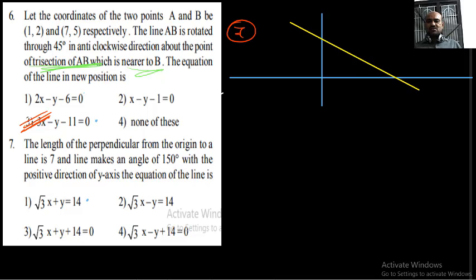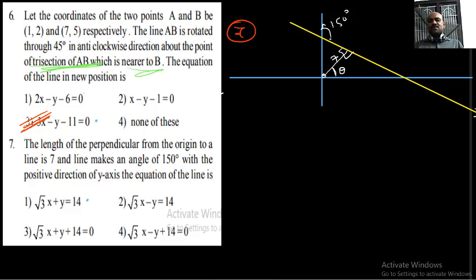So actually this is the required line, students. This angle is given as 150 degrees, and from the origin a perpendicular is dropped on the line. Its length is 7. Let the line be L. Now we want to find the equation of L. The distance from the origin to the line is given, meaning the length of the normal is given, so we want to use the normal form of the equation.